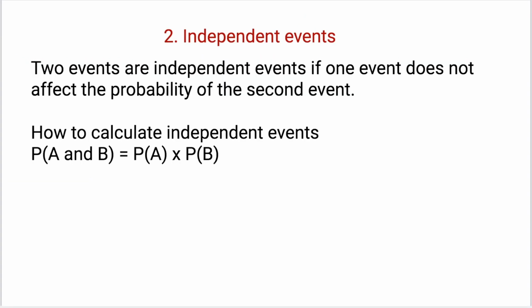So the second concept involves independent events. When two events are independent, it means that one of the events does not affect the probability of the second event. So how do we calculate them? Well, the probability of A and B is equal to the probability of A times the probability of B. So typically, if you want to know if they're independent events, you'll probably see the keyword and. If you want to know about probabilities involving mutually exclusive events, you'll see the word or. So let's see how to calculate the independent events using probability.